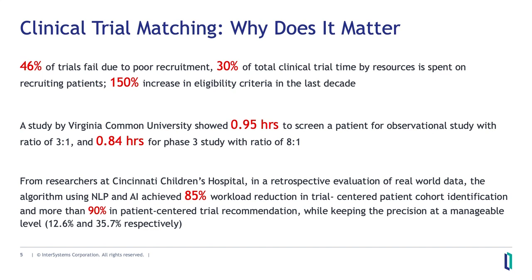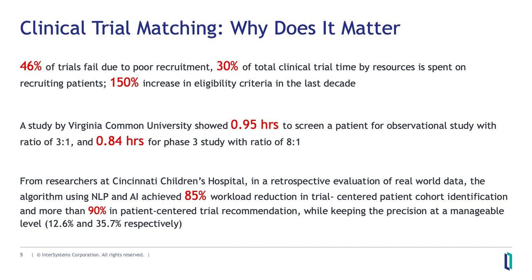So this goes to another challenge. Even with the clinical trial matching, we have to look at some of the problems that they're running into. A big part of the clinical trial problem statement is that many of the trials, almost half of them, failed because of poor recruitment. And a lot of the resources go into patient recruitment, which is about 30%. What's also fascinating is that in the past decade, the eligibility criteria have increased in complexity, about a 150% increase. It used to be very simple diagnoses, conditions, and now it's getting a lot more complex.